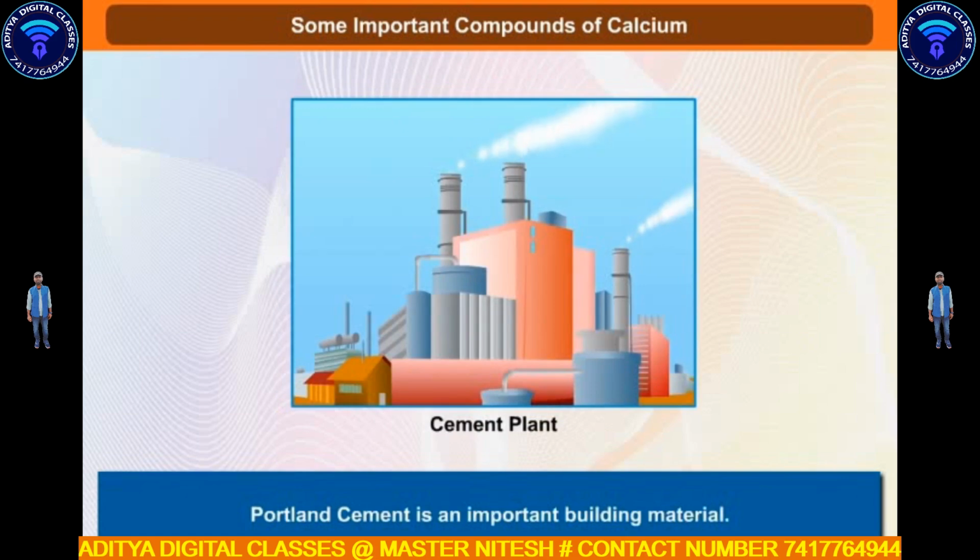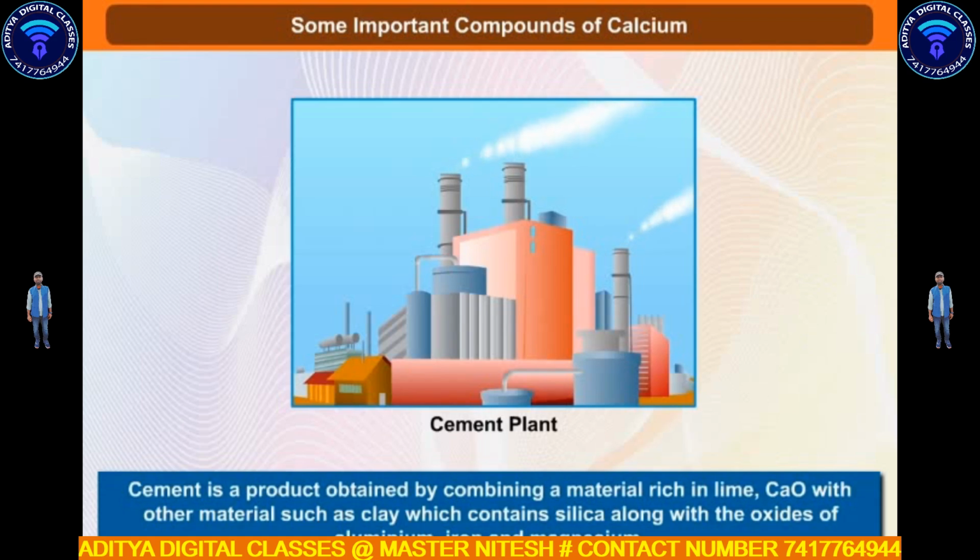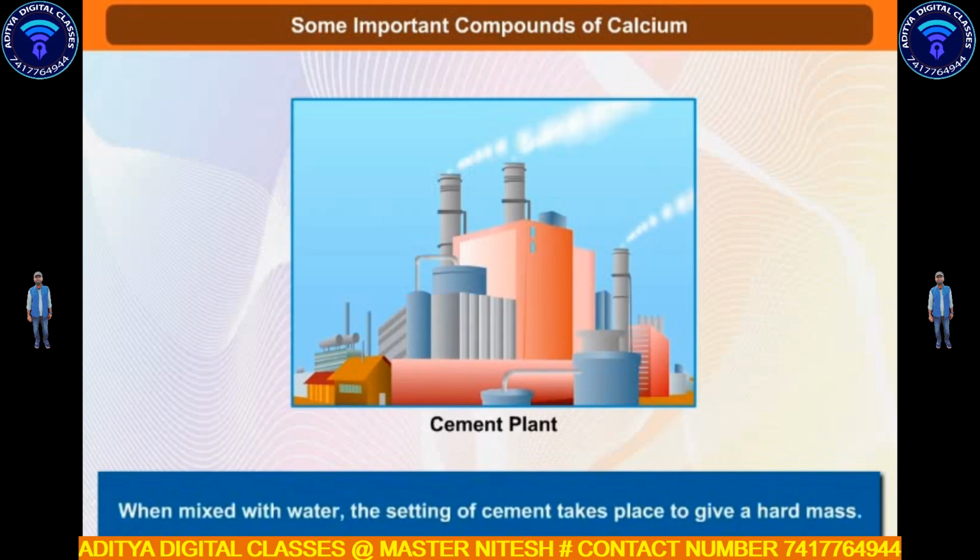Portland cement is an important building material. Cement is a product obtained by combining a material rich in lime with other materials such as clay, which contains silica, along with the oxides of aluminium, iron and magnesium. When mixed with water, the setting of cement takes place to give a hard mass.